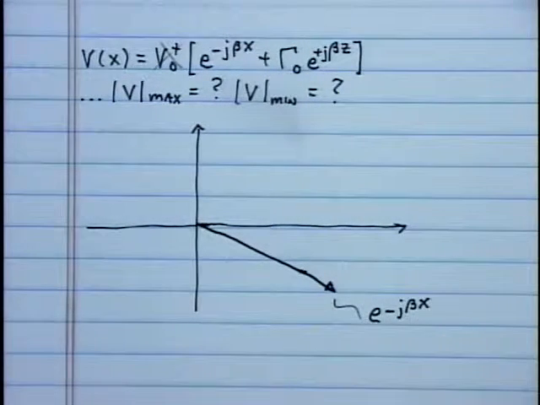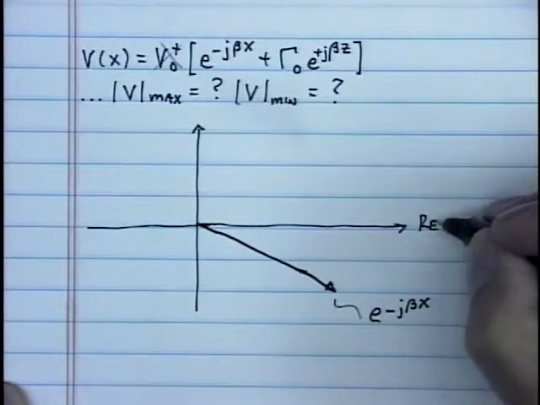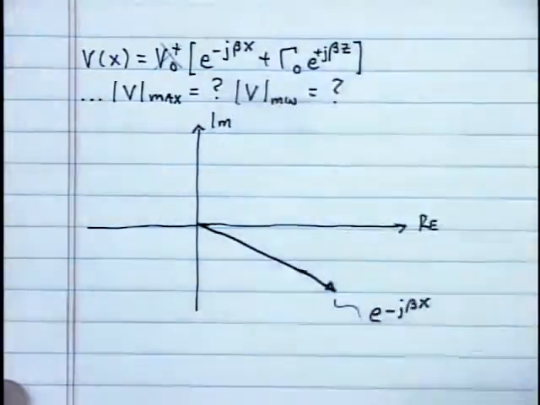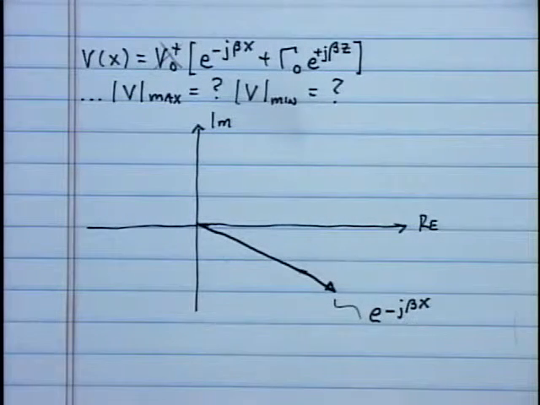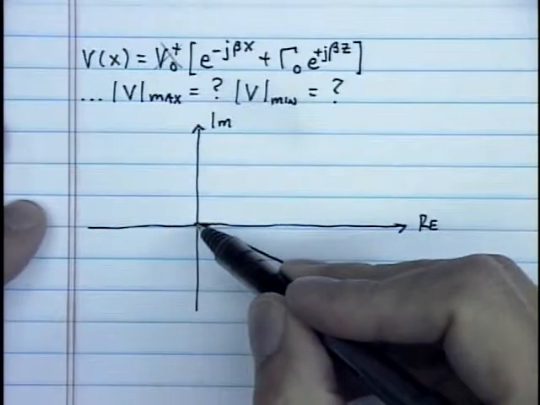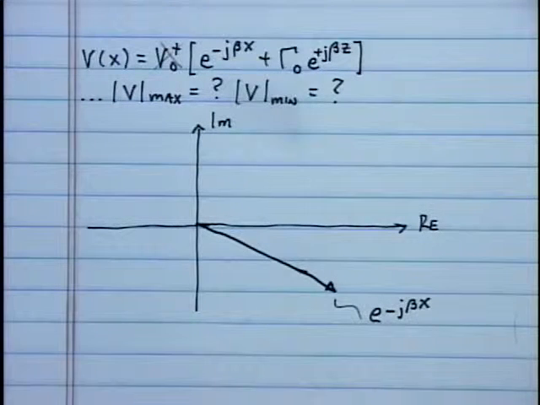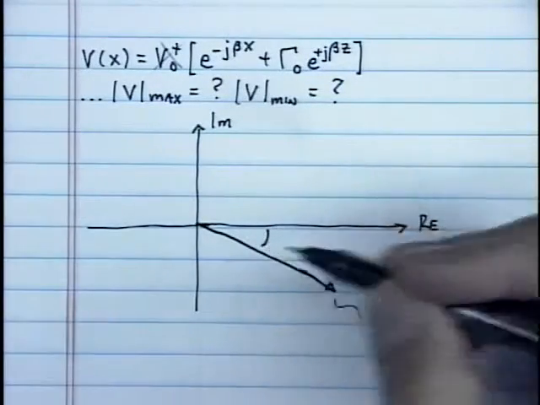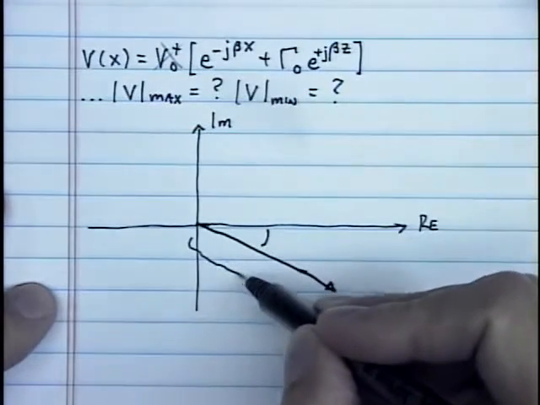That is what e to the minus j beta x looks like in the complex plane. It is represented in the complex plane as a vector from the origin to a point in the complex plane. It's easiest to describe that vector in the complex plane in polar coordinates, that is, in terms of its length and its angle. In terms of that angle and in terms of that length.